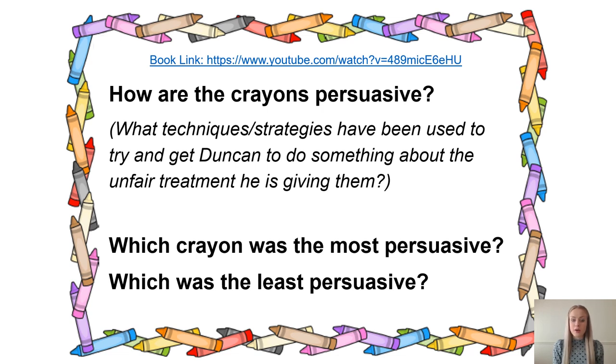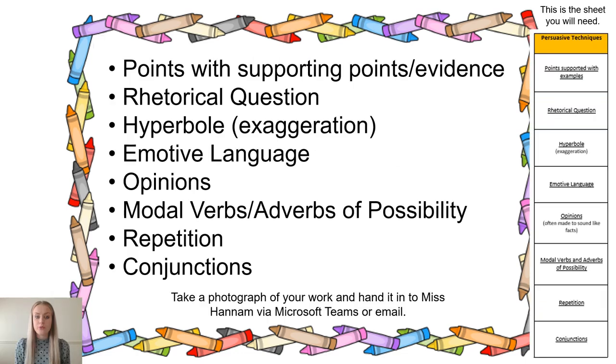You need to think about how the crayons are persuasive by looking at what techniques and strategies are used within each letter to try and get Duncan to do something about the unfair treatment he is giving, and then figure out which crayon was the most persuasive and which was the least. Therefore, you may need to pause the video as you go through, stopping at each letter to find the persuasive techniques within them. So, for example, we have firstly points with supporting examples or evidence.